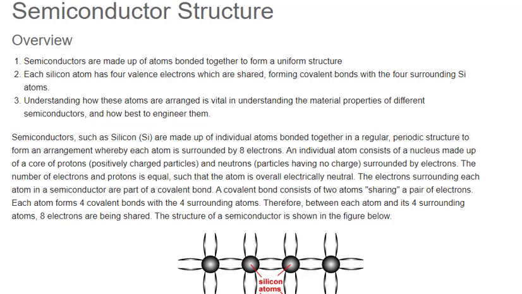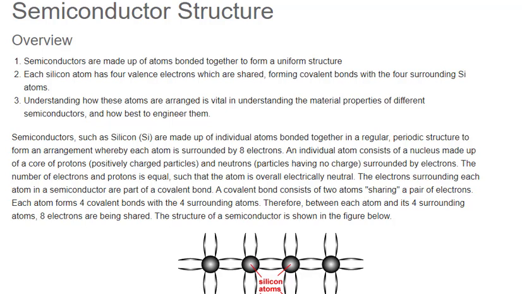Let's start. Semiconductor structure overview. Semiconductors are made up of atoms bonded together to form a uniform structure. Each silicon atom has 4 valence electrons which are shared, forming covalent bonds with the 4 surrounding silicon atoms. Understanding how these atoms are arranged is vital in understanding the material properties of different semiconductors, and how best to engineer them. Semiconductors, such as silicon, are made up of individual atoms bonded together in a regular, periodic structure to form an arrangement whereby each atom is surrounded by 8 electrons.